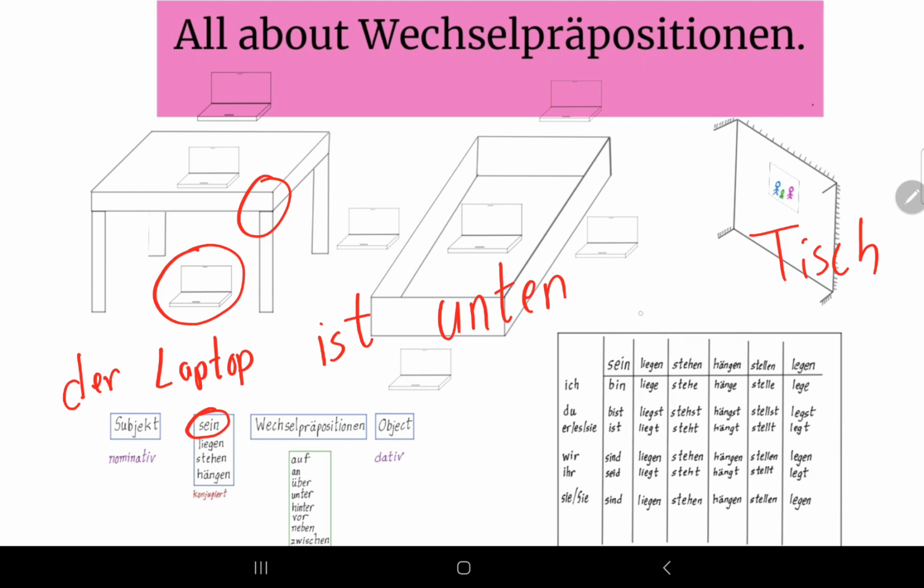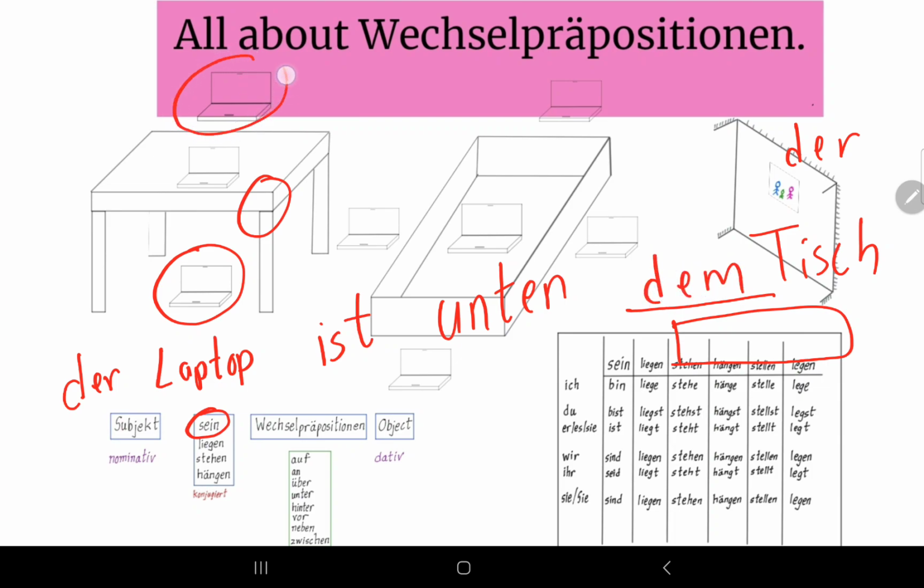to avoid making a mistake with dative, accusative and nominative. But if you decide to use an article, it will be in dative case, okay, and Tisch is masculine. Let's say if I use a definite article there, it will become dem: unter dem Tisch, okay. If I want to say the laptop is over the table, it will be über. On, it will be auf.